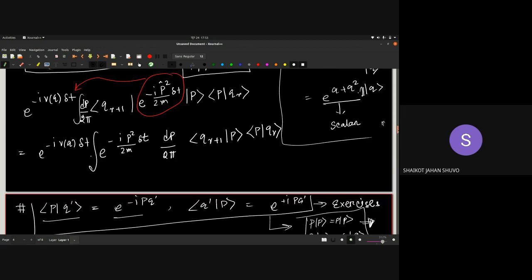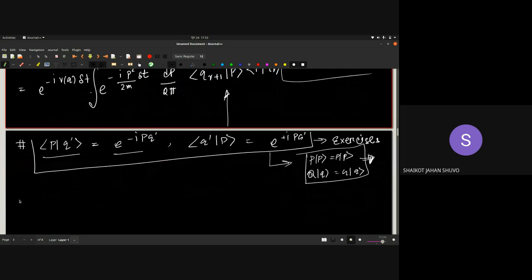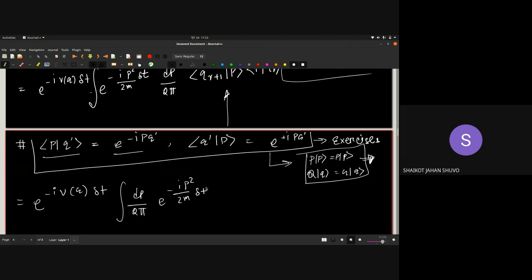So let's try to invoke these relations over this equation, okay? And I should mention one thing: maybe in the notes I didn't do all these calculations because it would become huge. That's why I didn't do it. If you want, I can make a PDF of this and give it to you guys after the class. P squared over 2m delta t.